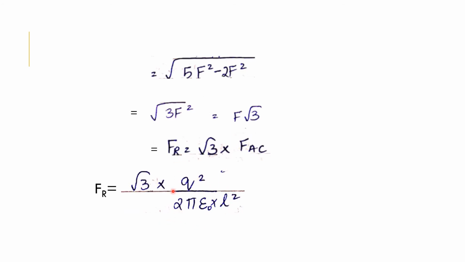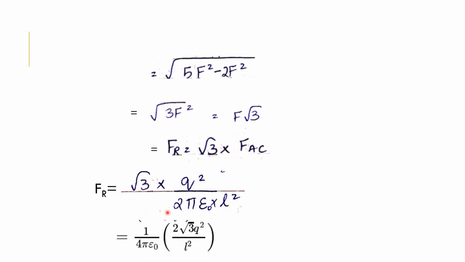That 4 and this cancel, so we'll get 2 Q square. So 2 and 4 cancel, and you will get Q square by 2 pi epsilon naught into L square. Okay, so just substituting FAC: FAC is 1 by 4 pi epsilon naught 2Q square by L square. The 2 and 4 cancel, so 2 comes here. So we get the final result as square root of 3 into Q square by 2 pi epsilon naught L square. So this is the resultant force.